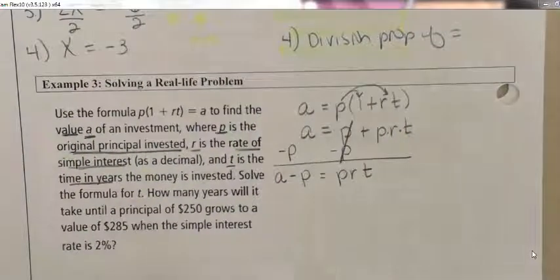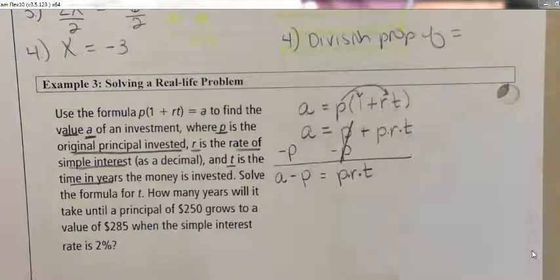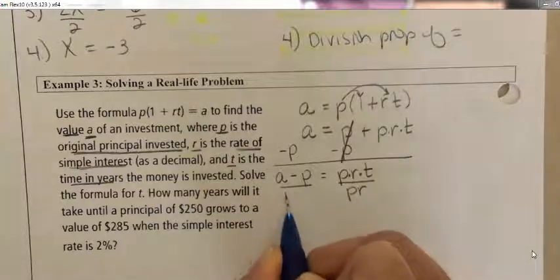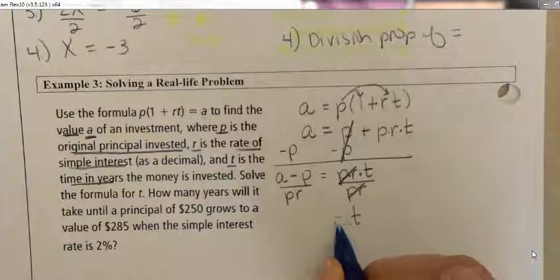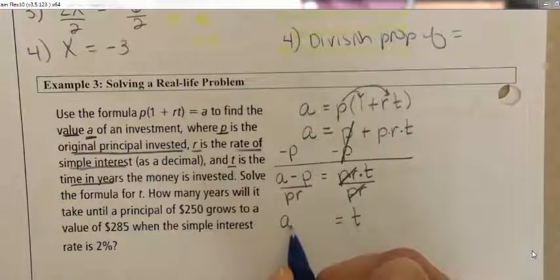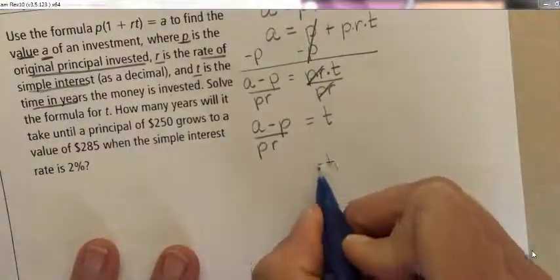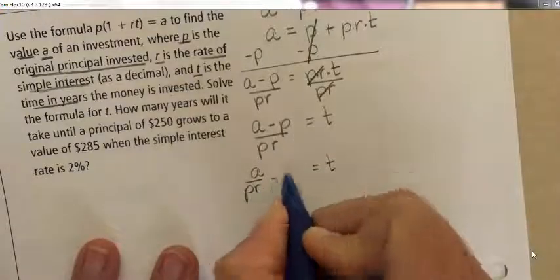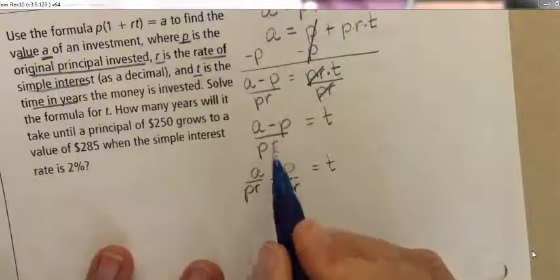Okay, still got to get t by itself. Again, t is being multiplied by r and by p. So in order to undo this, I'm going to divide both sides by pr. So those reduce, and you're just left with t on the right-hand side. And then you can leave this as a minus p over pr, or you can divide it up. So another way you could write this is a divided by pr minus p divided by pr. Those are the same exact ways of writing this.